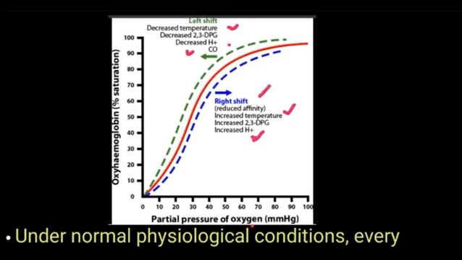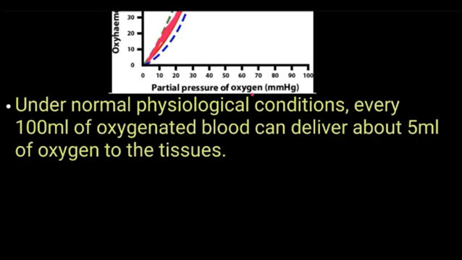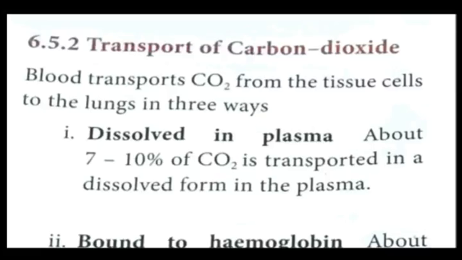So at the normal condition, this S-shaped curve has a steep slope at partial oxygen values between 10 to 50 mm of mercury, and it becomes flattened after 70, that means between 70 to 100. So this shows that when there is an increase in partial oxygen pressure, the rate of formation of oxyhemoglobin also increases. Under normal physiological condition, every 100 ml of oxygenated blood can deliver about 5 ml of oxygen to the tissues.